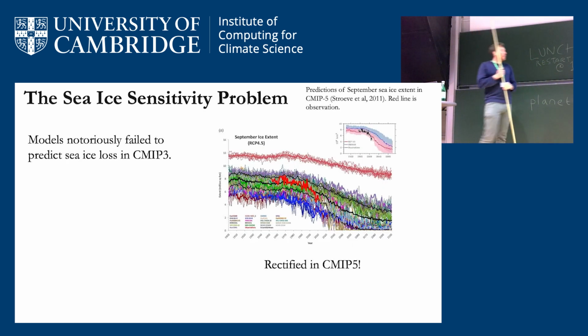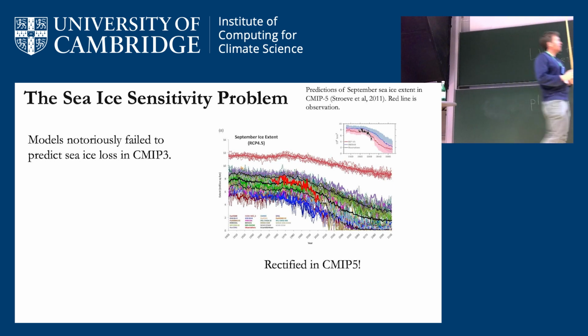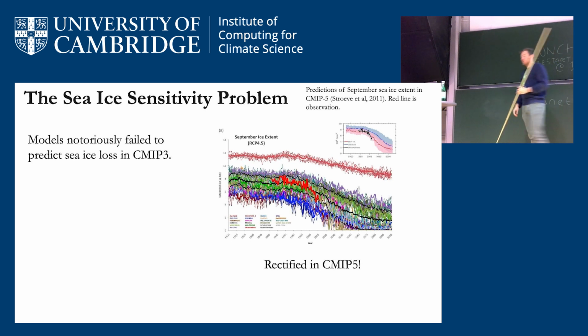A few years later, in the fifth Coupled Model Intercomparison Project, this seemed to be better. This was a major improvement that we sort of patted ourselves on the back for. Huge improvements in the models had taken place between those two generations, and so it seemed like things were improving.